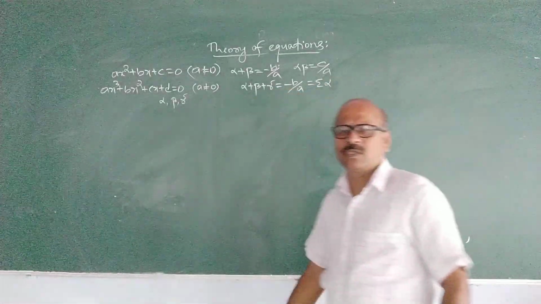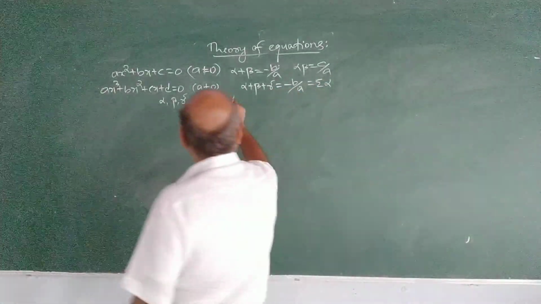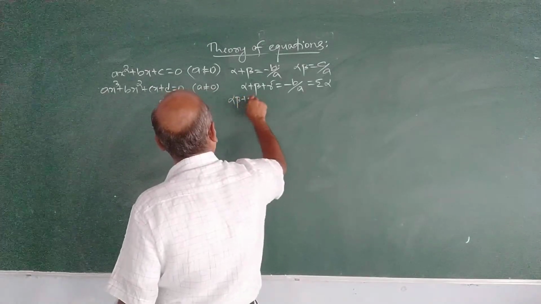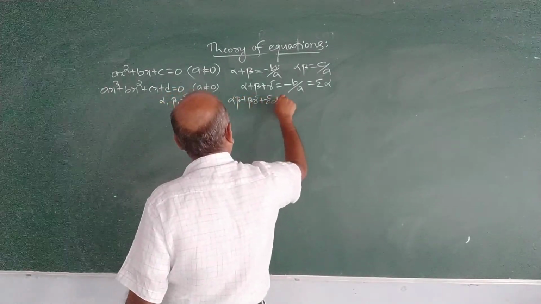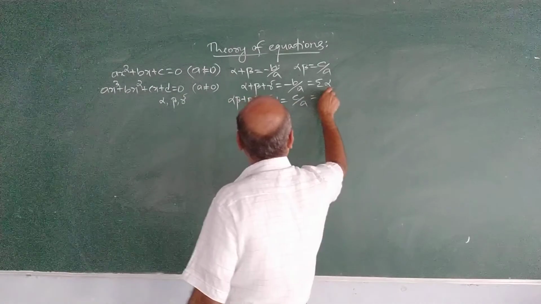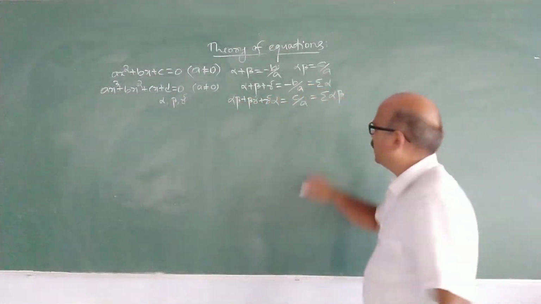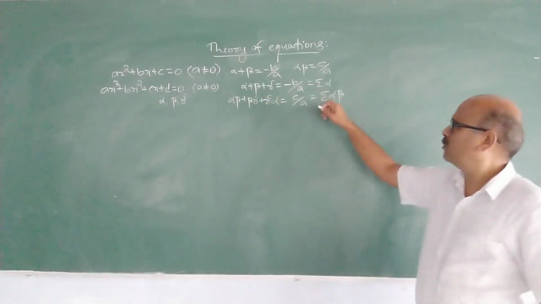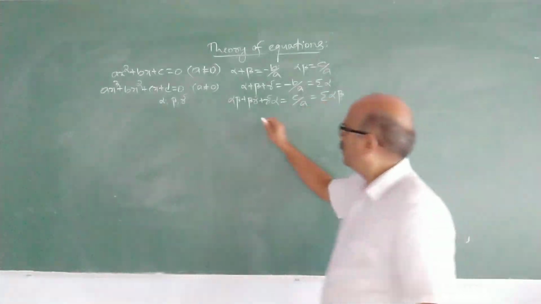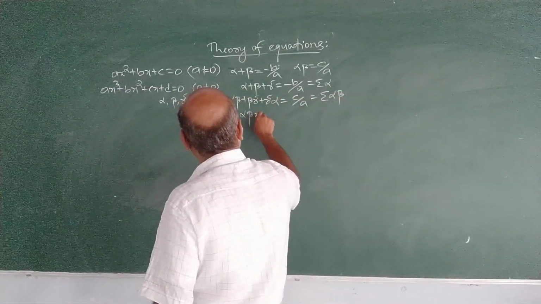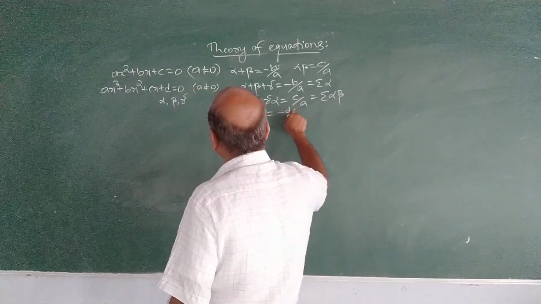And the sum of the products of the roots taken 2 at a time, alpha beta, beta gamma, gamma alpha, is equal to c by a. It is denoted by sigma alpha beta. The product of the roots taken all at a time, alpha beta gamma, is minus d by a.